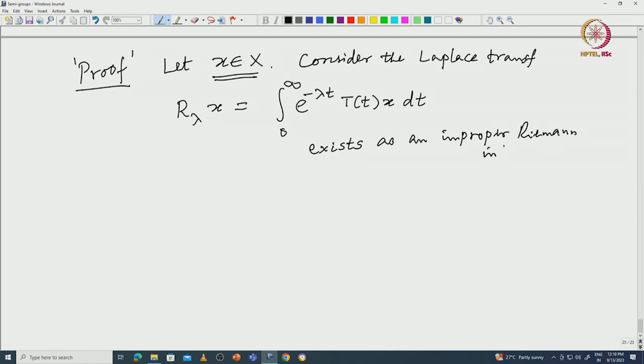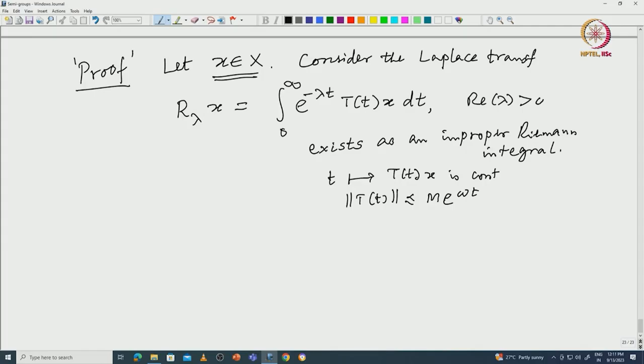If you look at the Laplace transform of scalar functions, you just imitate the same proof. We already know that t going to T(t) x is continuous, and we also have the norm of T(t) x less than or equal to m e to the omega t. Combining these, if you take the real part of lambda bigger than omega, this integral makes perfect sense.